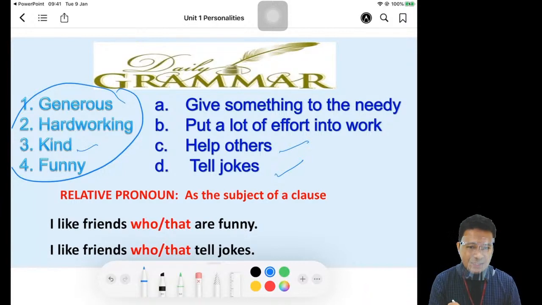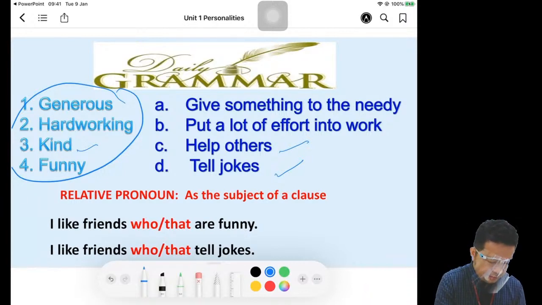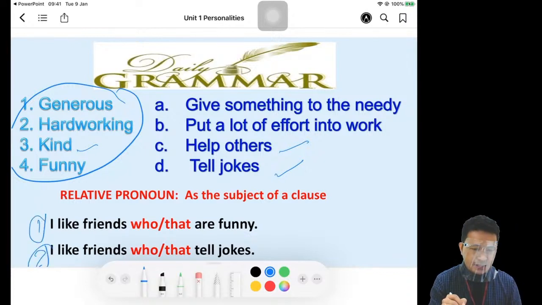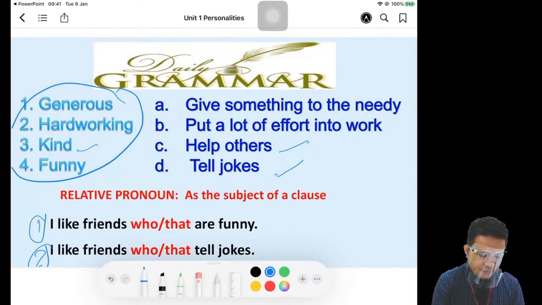This time we're going to use these vocabulary words here, generous, hardworking, kind, and funny, on the first sentence. And on the second sentence, this is our first sentence. This one is our second sentence. And take note of the relative pronouns who and that. Who and that are used for people.